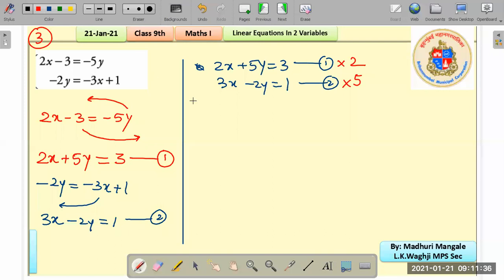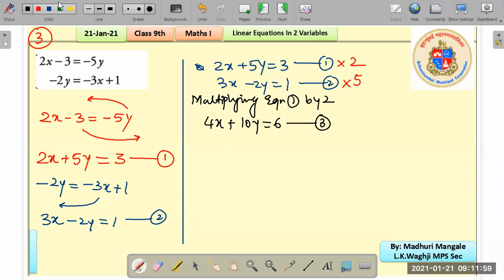Okay, so what are we doing? We are multiplying equation 1 by 2. That will give us 2 into 2x, that is 4x, plus 2 into 5y, that is 10y, equals 2 into 3, that is 6. This is equation 3.